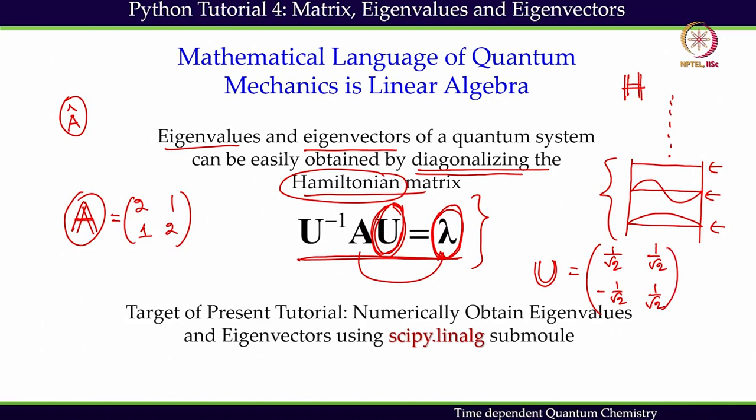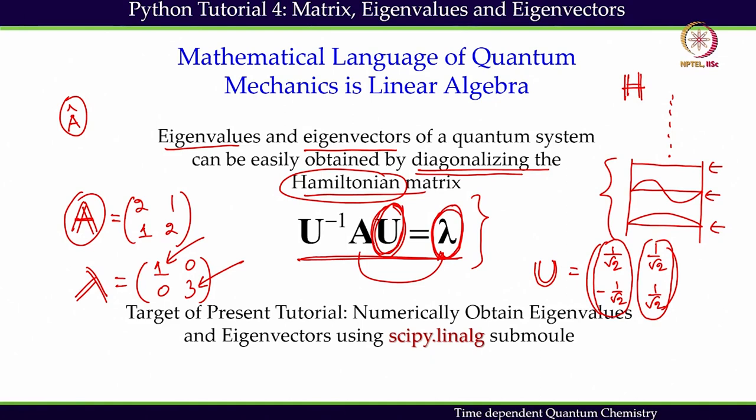So, if we diagonalize it, immediately this lambda we get as 1, 0, 0, 3. So one of the eigenvalues would be 1, another eigenvalue would be 3, and corresponding eigenvectors are 1 by square root 2 this column, and another eigenvector would be this column. So this is the way we get that, and we have analytically shown how to get that, but in this tutorial we will check it numerically using Python programming.